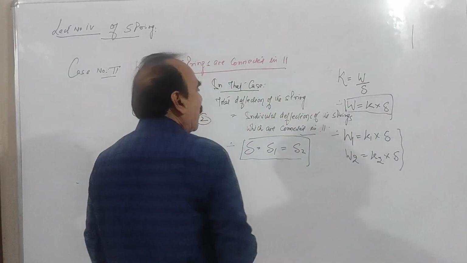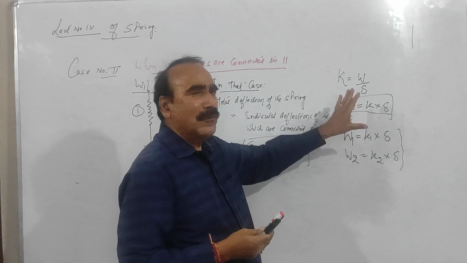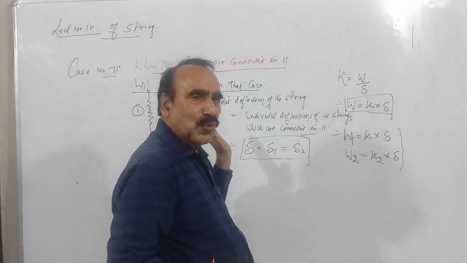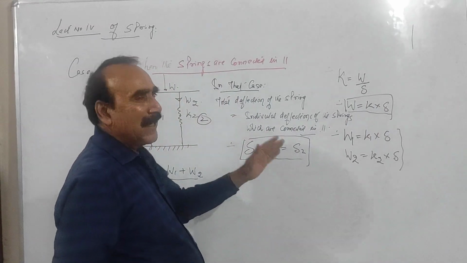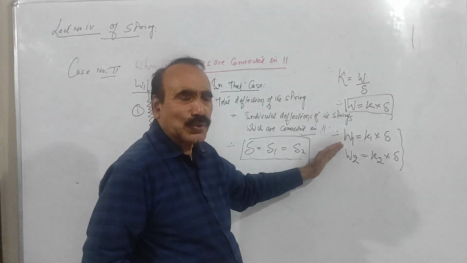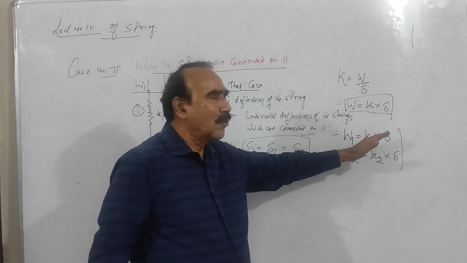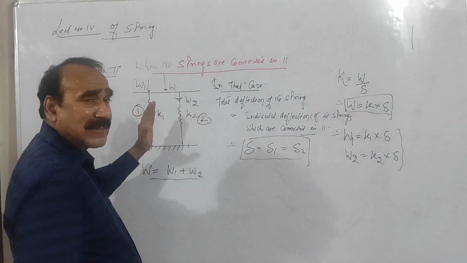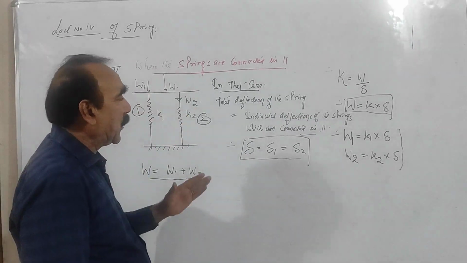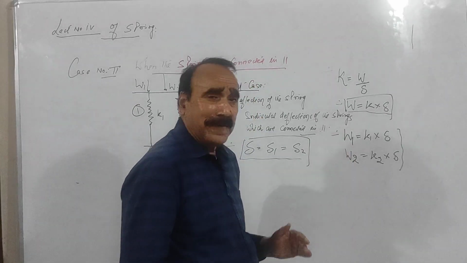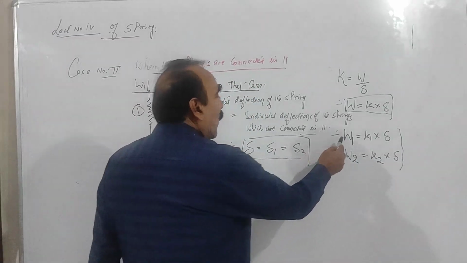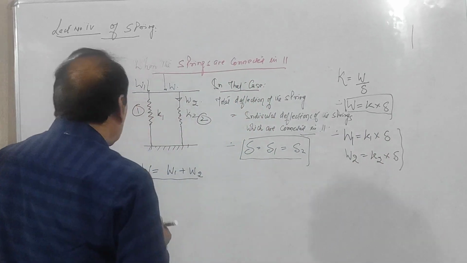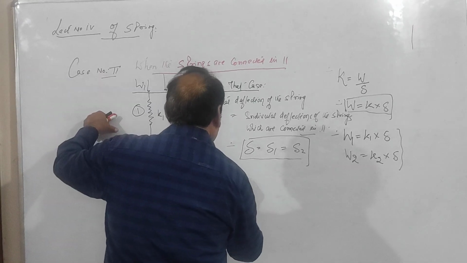So here we have calculated the values of total W, which is acting on the spring, that is K into delta, and the two springs which are connected in parallel. So each spring is having the load W1 as well as W2. So here I have calculated W1. Stiffness is given because every spring is having its own stiffness. K1 is the stiffness of the first spring. K2 is the stiffness of the second spring. So you can say W1 is equal to K1 into delta and W2 is equal to K2 into delta, right? So this is equation number 1.